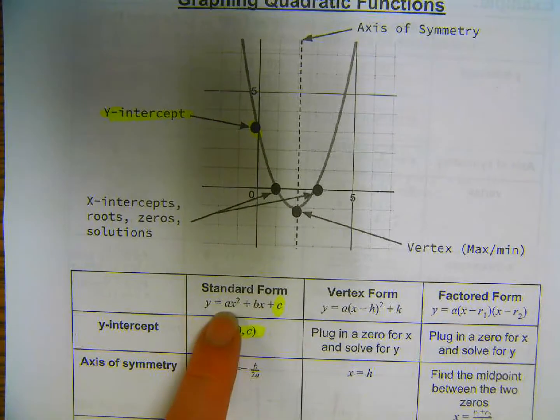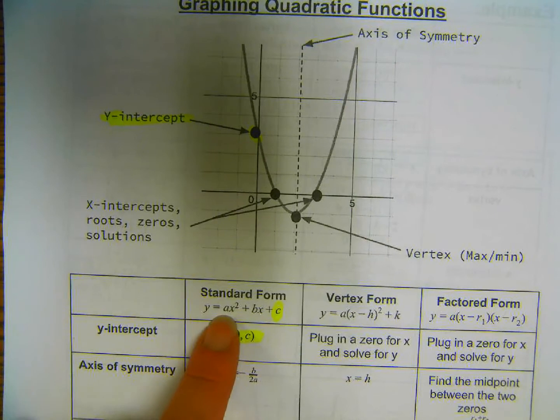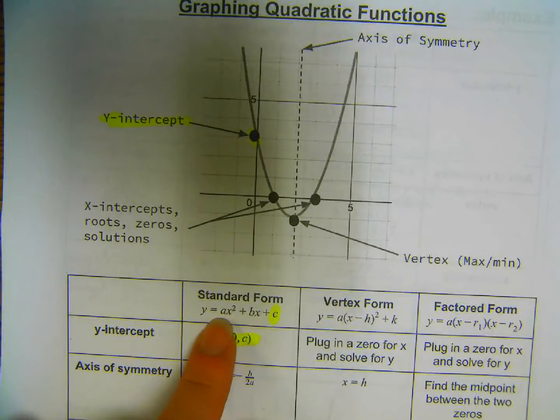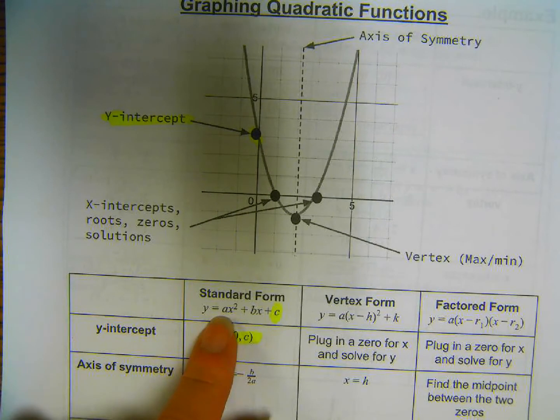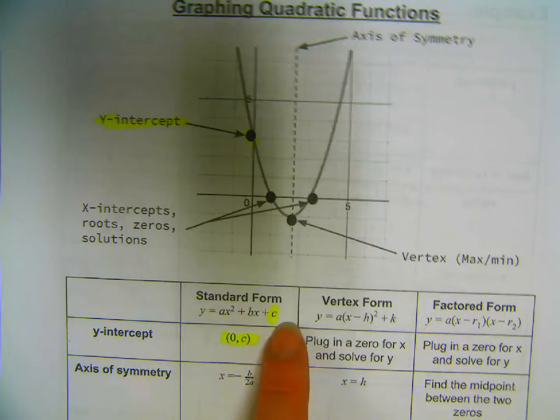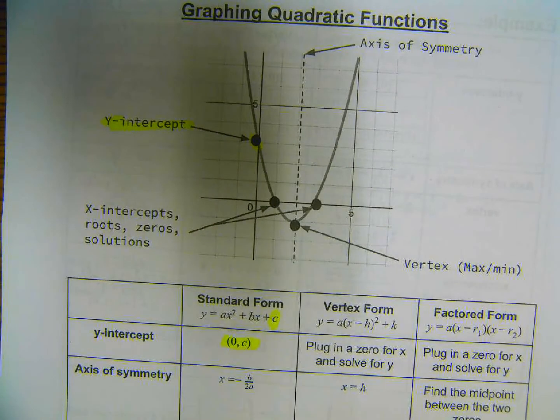First of all, I know if a is positive. What does that tell you about the graph? Remember? It opens up. Good, Alex. And if a is negative, it opens down. So I would know that, and then I would know the y-intercept. Just right away, without doing any work, I would know those things.